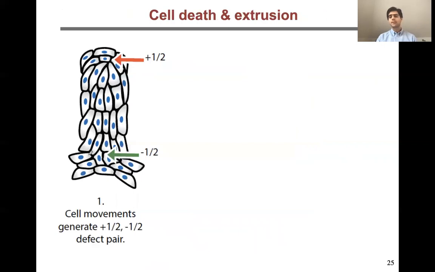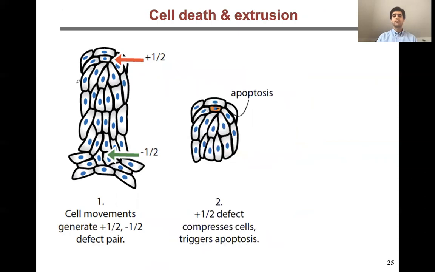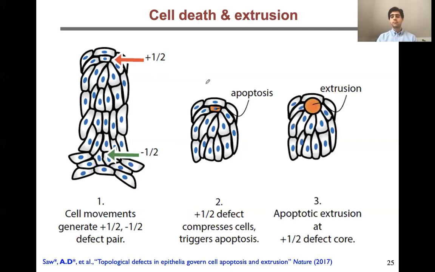So we reformulated how cells get extruded out of the colony. We know that the cell monolayer is an active system. It forms ±half topological defects. They move around, and at the head portion of these defects, the large compression is essentially enough to kill the cell and almost simultaneously push it out of the monolayer.